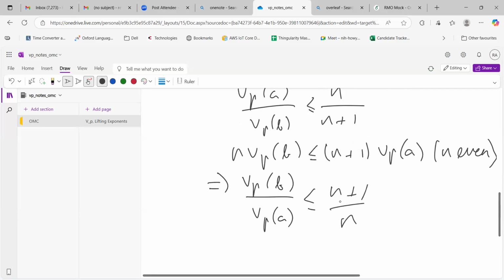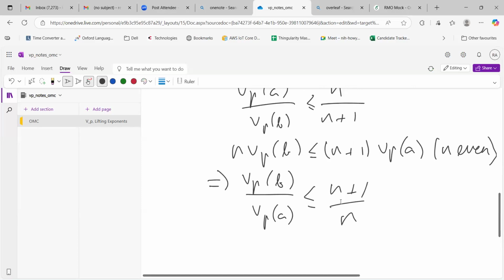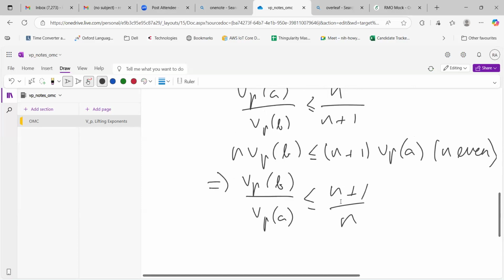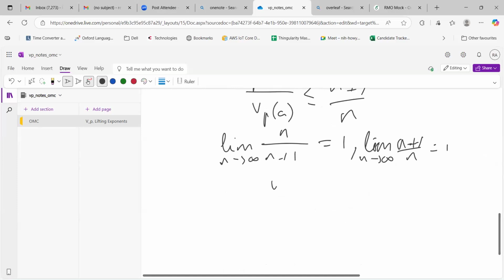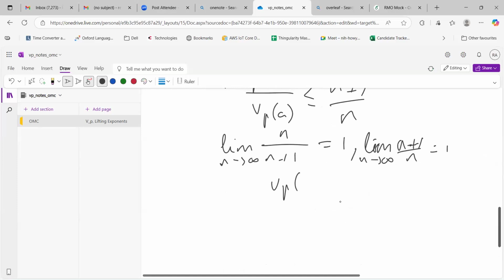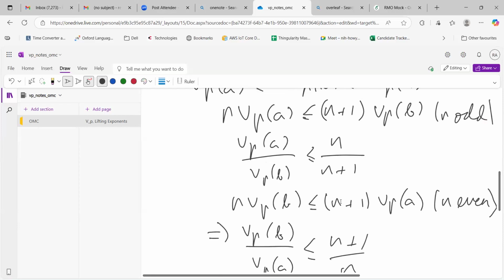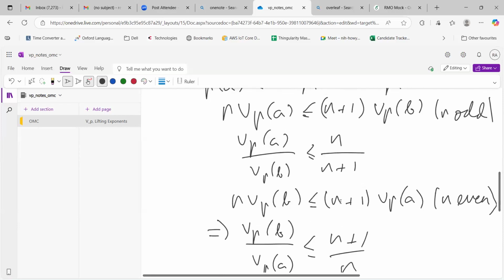Can you formalize it? The ratio is greater than or equal to n by n plus one, and less than or equal to n plus one by n. If you take the limit to infinity, you'll get it's less than or equal to one on one side and greater than or equal to one on the other. Yes. Great. So we've basically shown that VP of A by VP of B is less than or equal to some number.